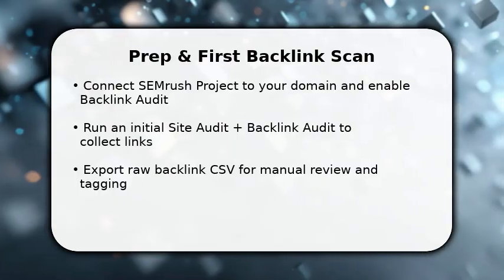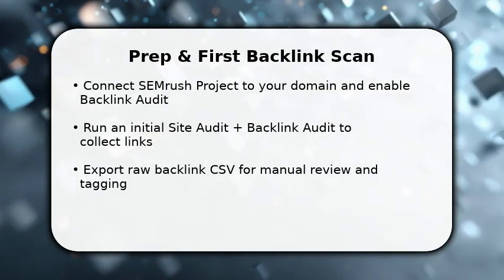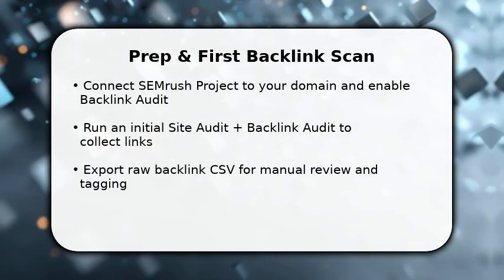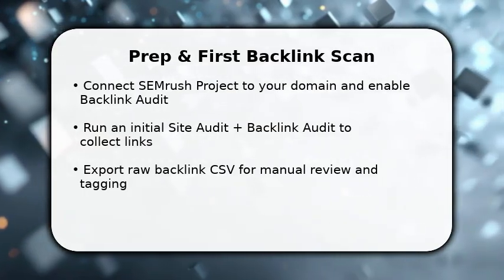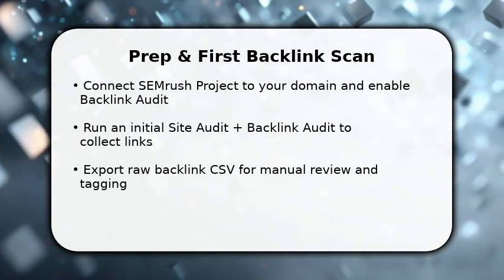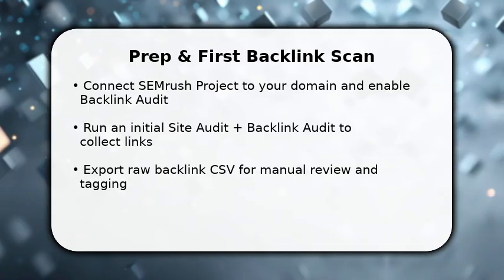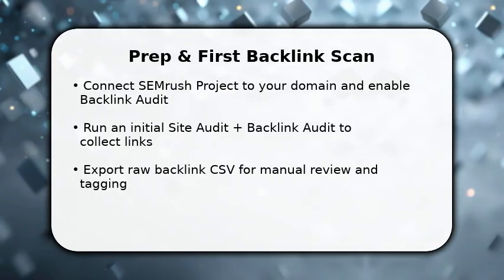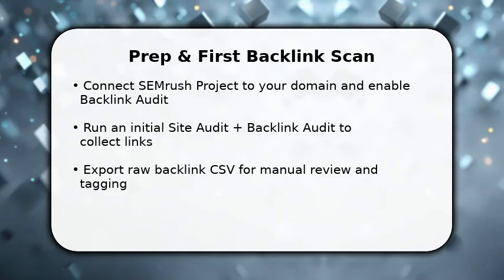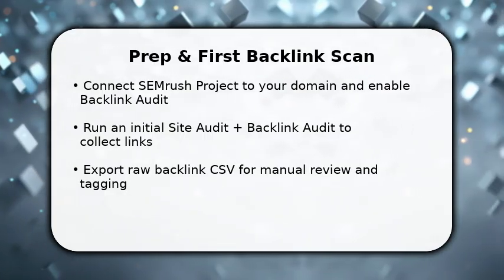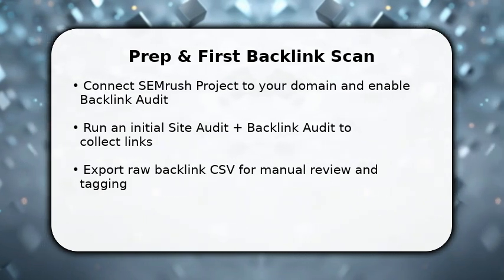You start by creating a Semrush project for your site and enabling backlink audit immediately so data begins collecting. Once done, run both site audit and backlink audit to capture current links and health signals. This gives you baseline metrics like trust score and toxic risk. Make sure to export the raw backlink CSV so you can tag and sort links offline. This first pass identifies quick wins and risky links, letting you prioritize outreach and removals right away.